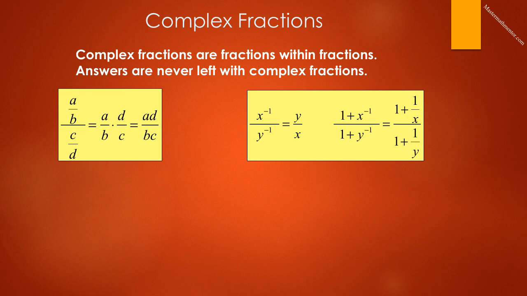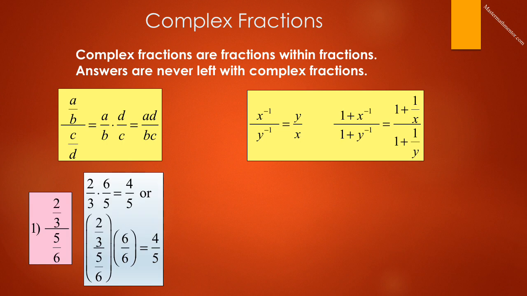But if we have 1 plus x to the negative 1 over 1 plus y to the negative 1, we cannot flip our denominator. We will write this as 1 plus 1 over x divided by 1 plus 1 over y.